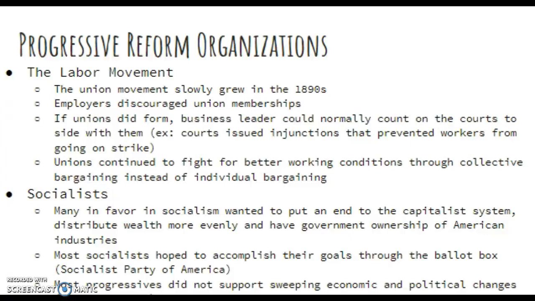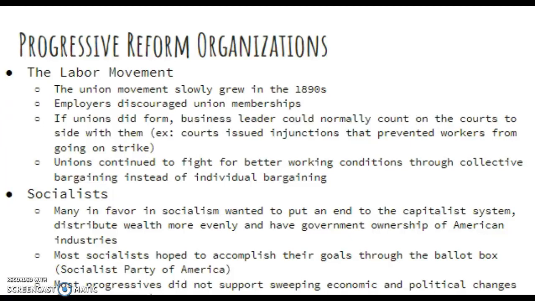Again, it says here, capitalist system, distribute wealth more evenly and have government ownership of American industries. So that would be explaining a socialist system versus a capitalist one. Most socialists hoped to accomplish their goals through the ballot box, hoping that if they could get somebody elected that was of the Socialist Party, then they could get a lot of the things that they wanted done, actually achieved.